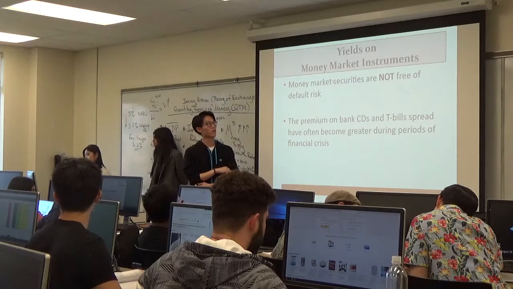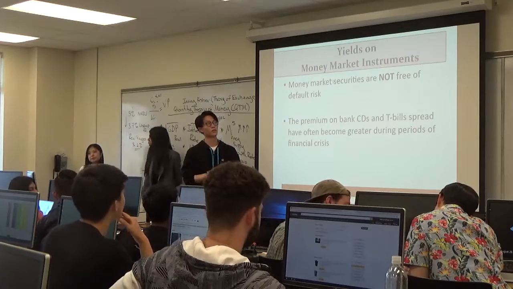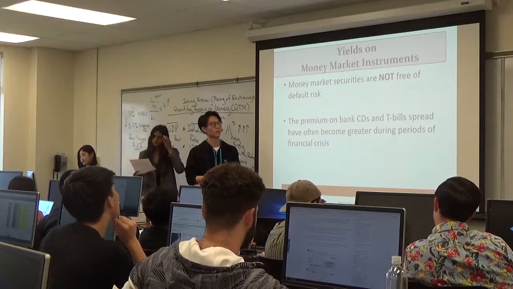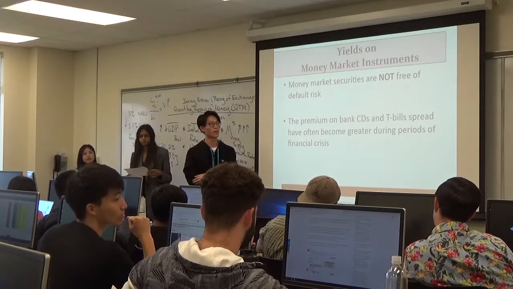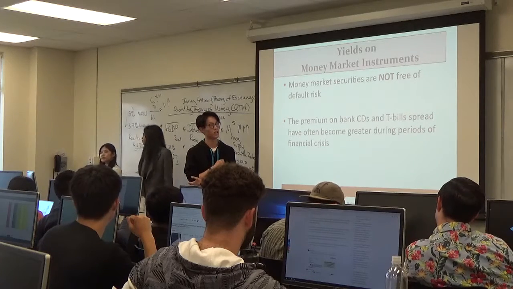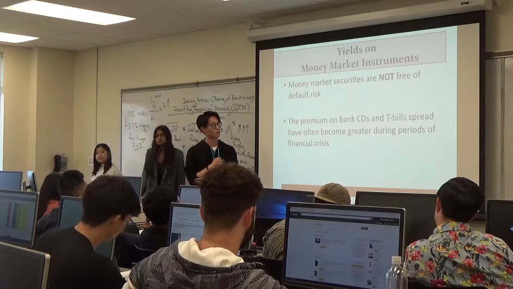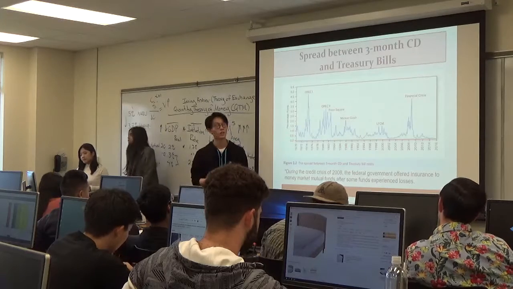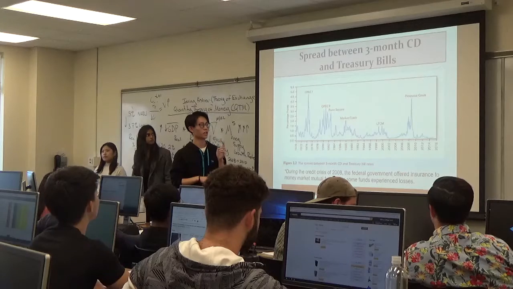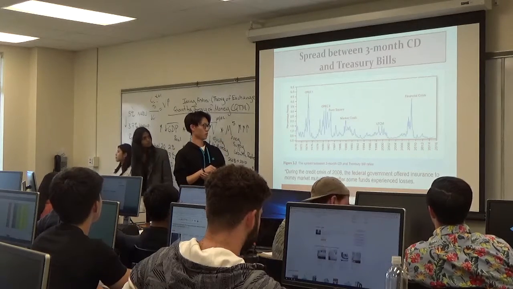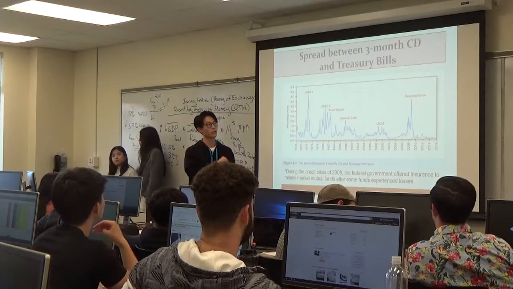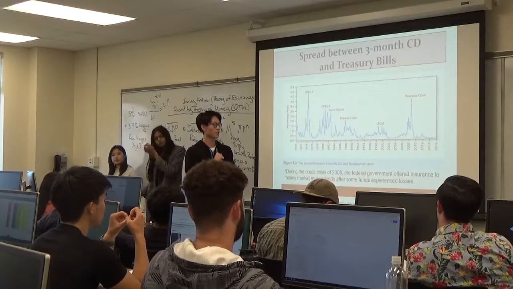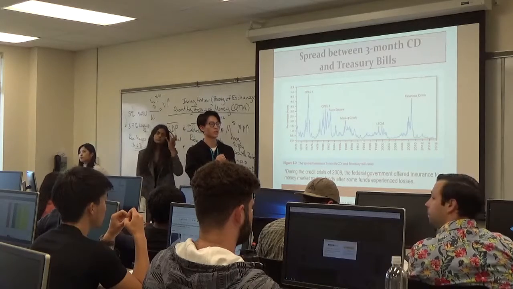And then for the use of money market instruments, again, basically you're investing, so therefore there's always a risk while you're investing in money market securities. Also, the premium on bank CDs, the certificate of deposit, over T-bills, treasury bills, the spread has often become greater during periods of financial crisis. And here's the example. As you can see, during the 2008 financial crisis, the certificate of deposit and treasury bill rates jumped really high. Part of the reason is that the government offered insurance to the money market mutual funds after the funds experienced losses.